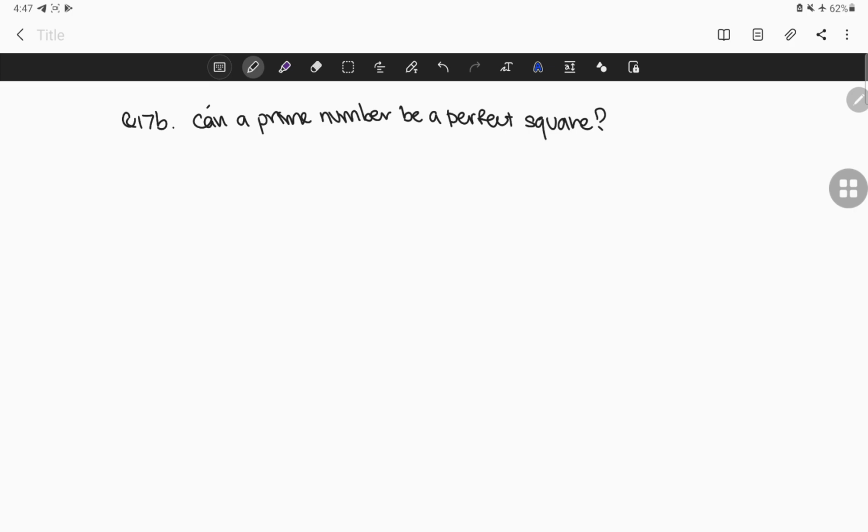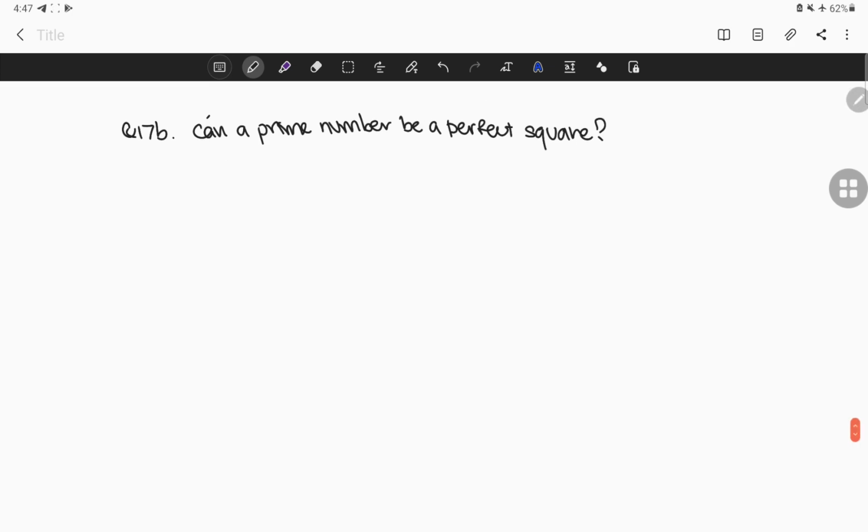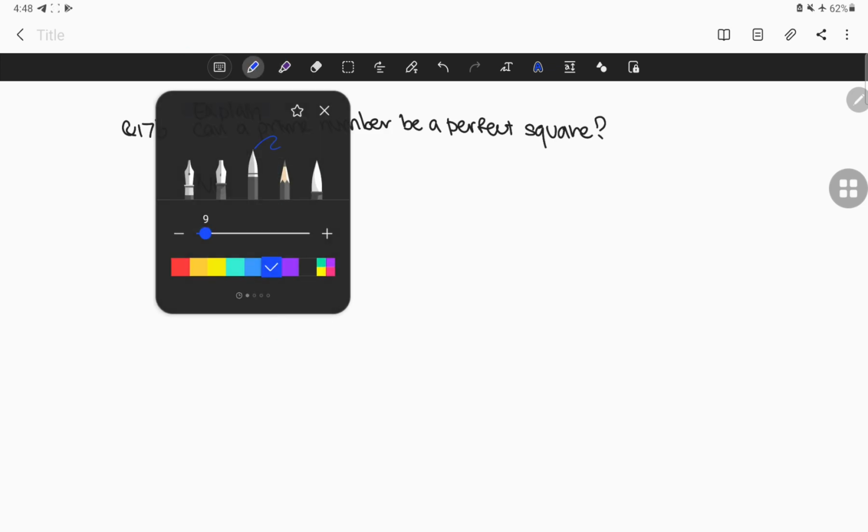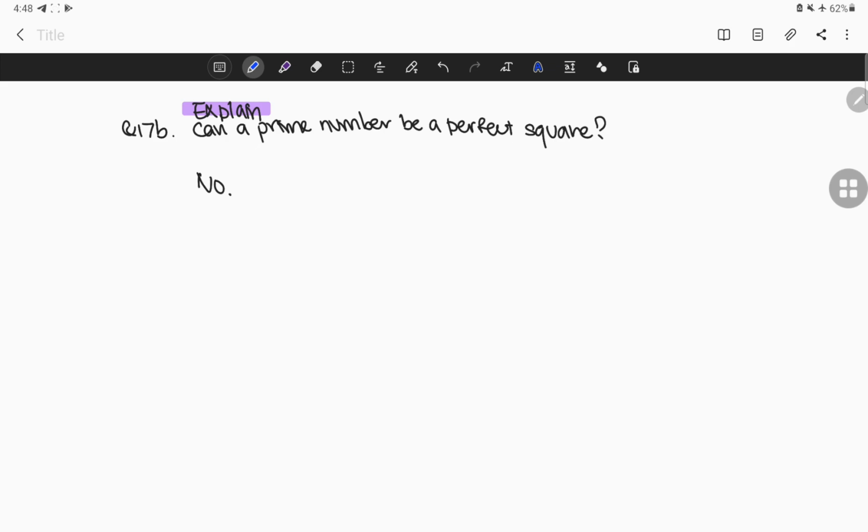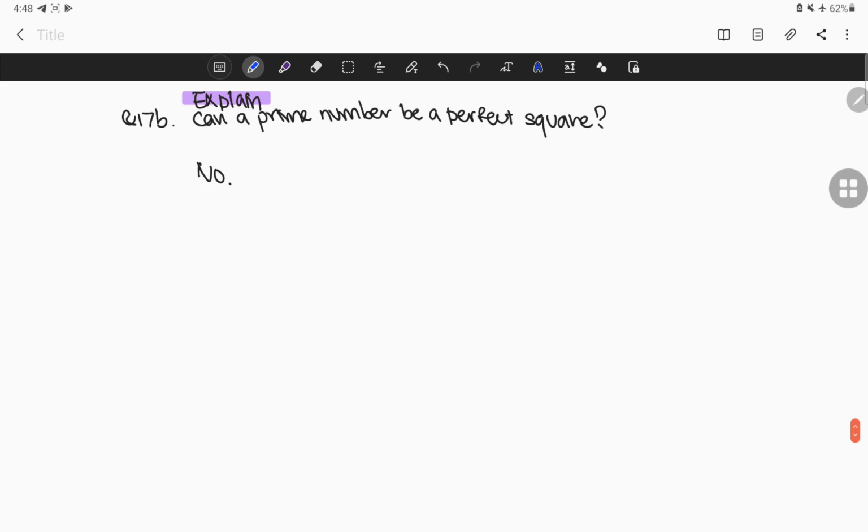Okay, last question. Question 17 part B. Can a prime number be a perfect square? So the answer is actually no. Most of you got it correct. You wrote no, but then you didn't explain why. So you're supposed to explain. If you have the word explain, it means that you have to be very clear. You have to write in words why you think it's yes or no. So the answer is actually no.